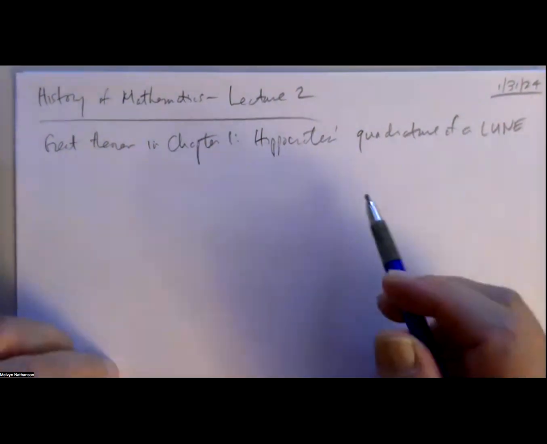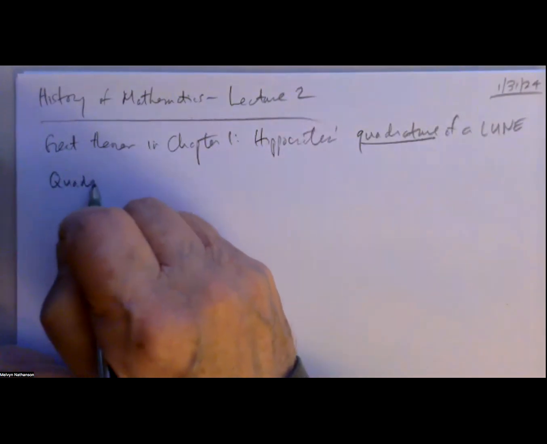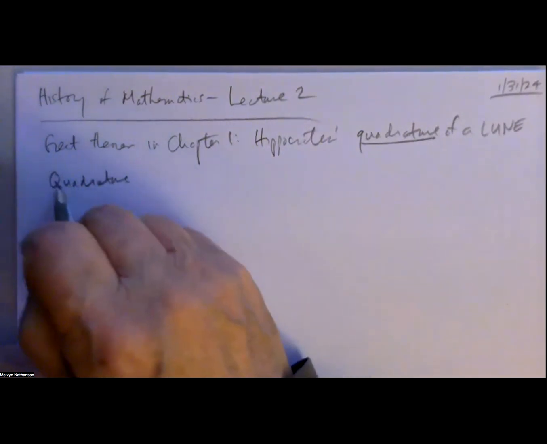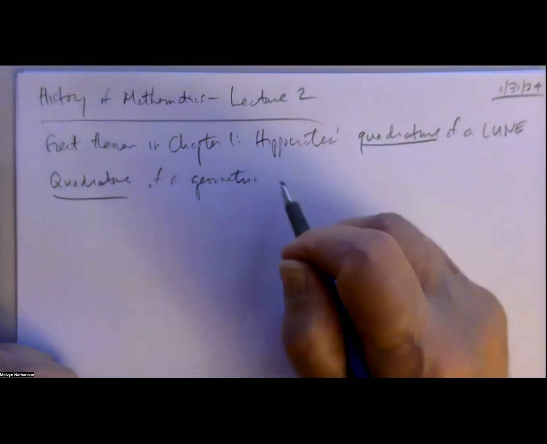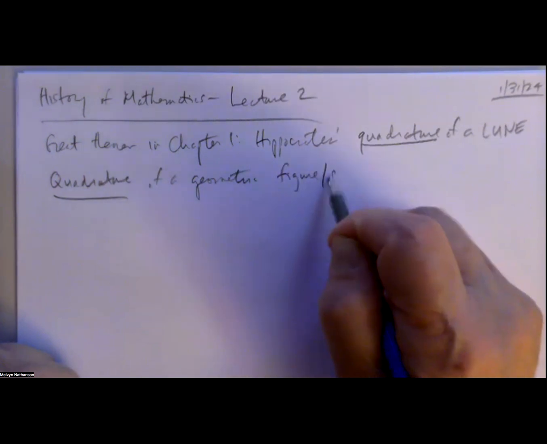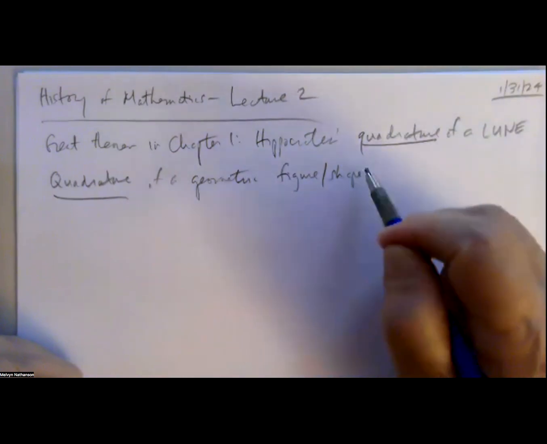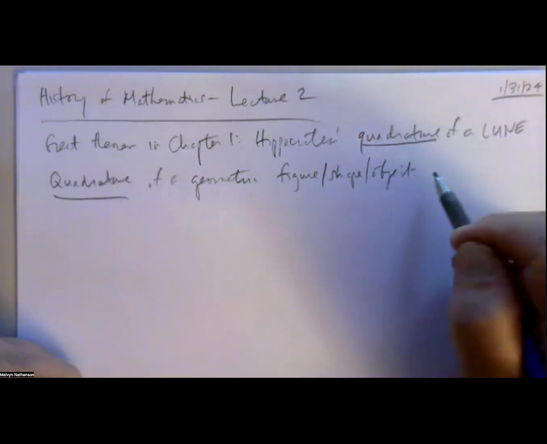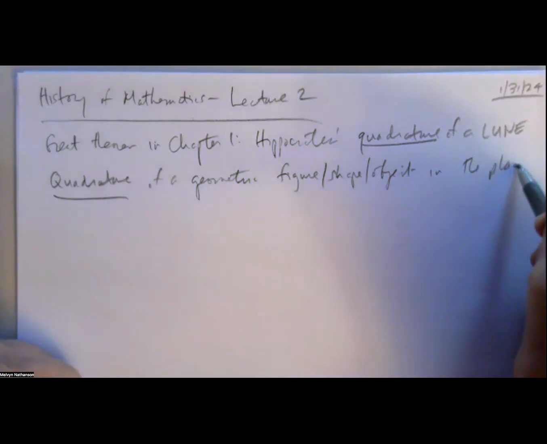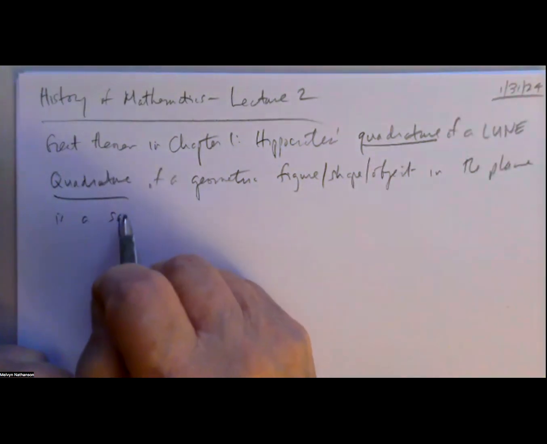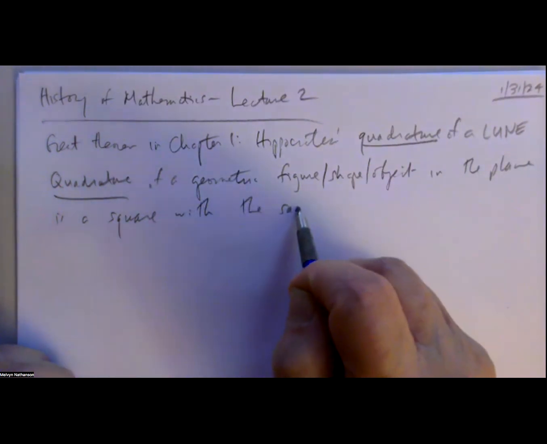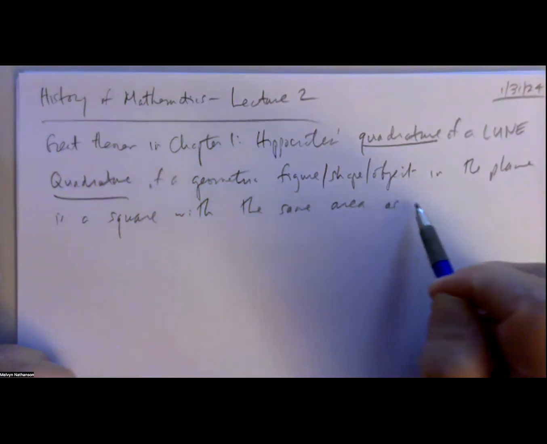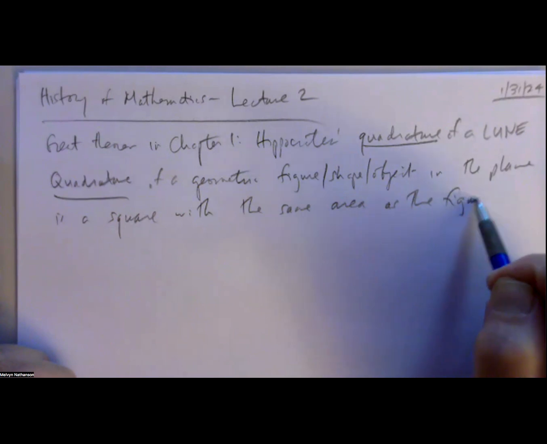So let me first explain again what the word quadrature means. The quadrature of a geometric figure or shape or object, whatever you want to call it, in the plane is a square with the same area as the figure.